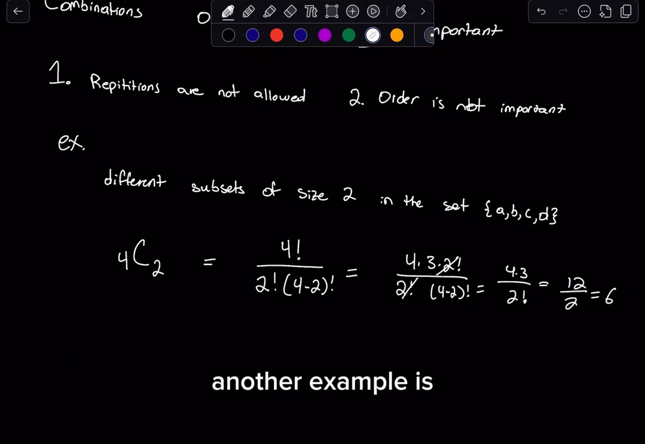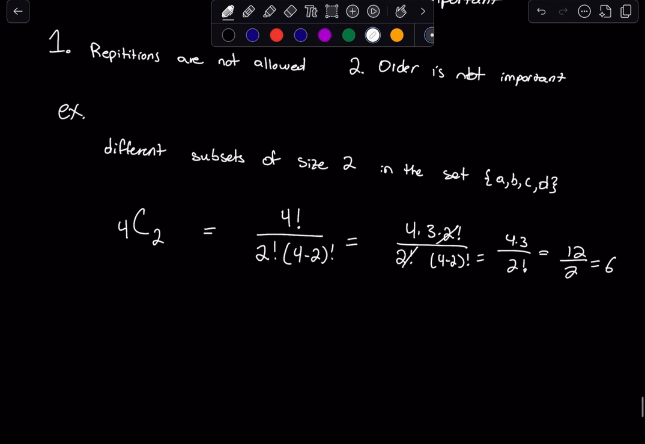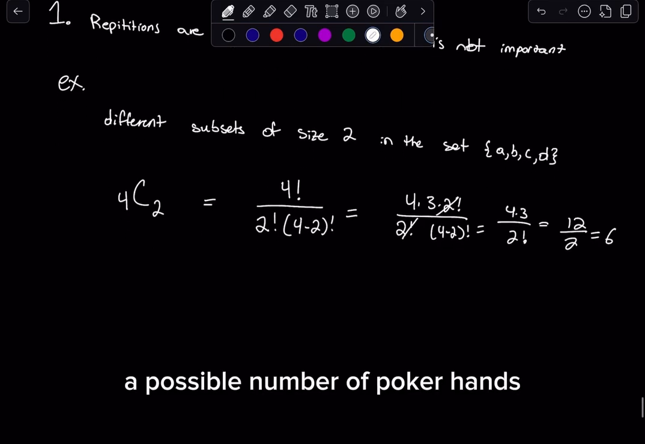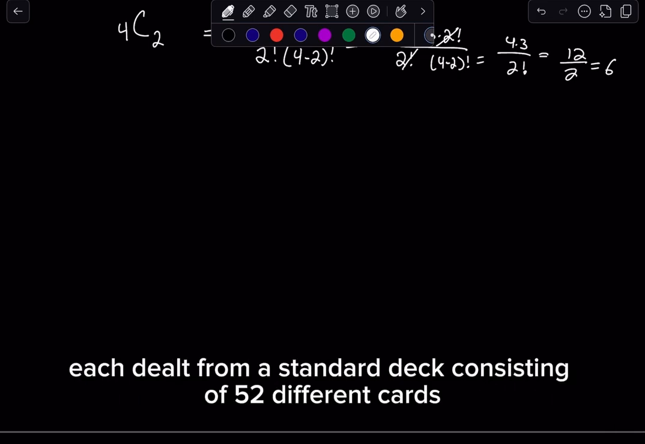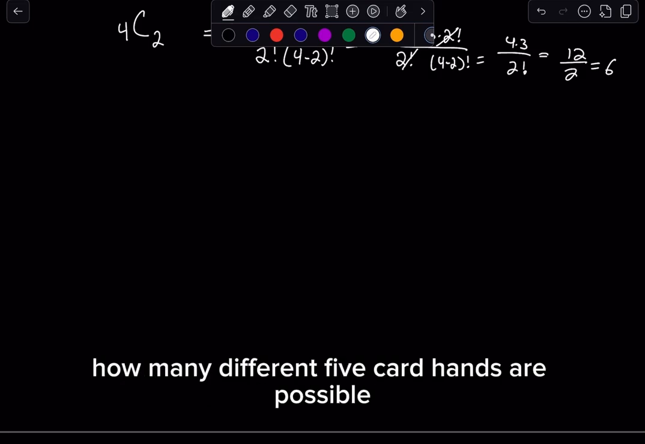Another example is the possible number of poker hands. So a common form of poker involves hands, which are a set of 5 cards each dealt from a standard deck consisting of 52 different cards. How many different 5-card hands are possible?